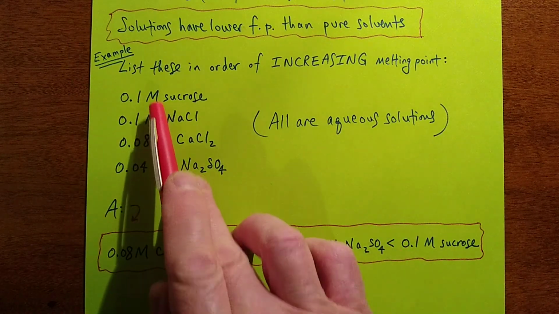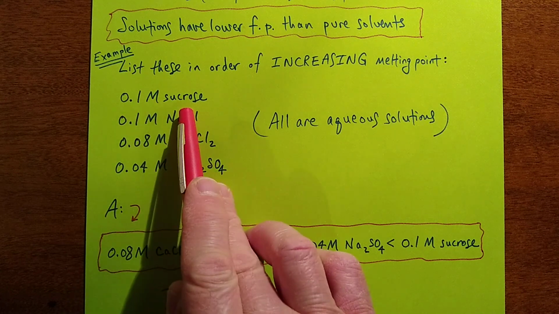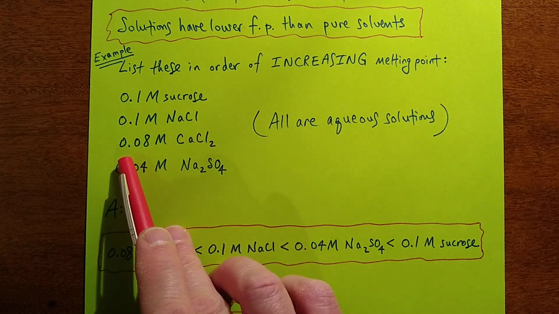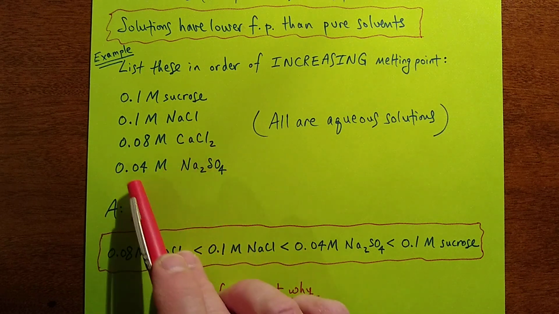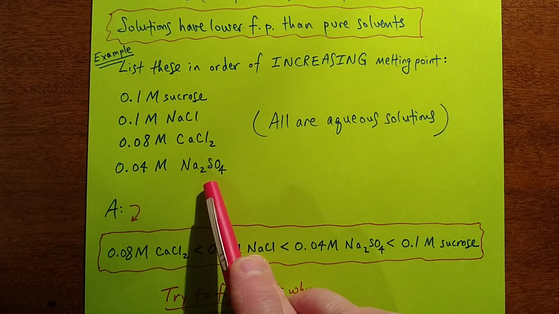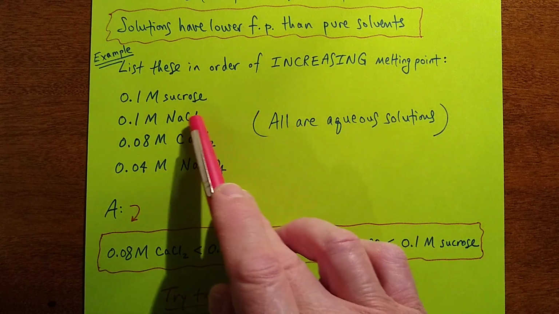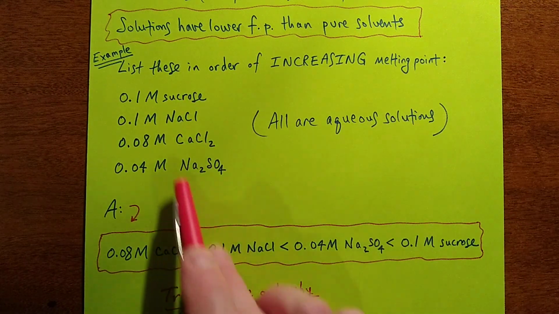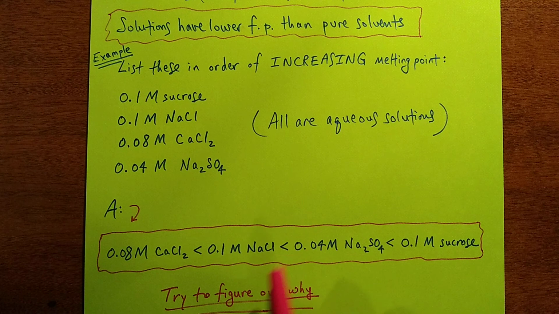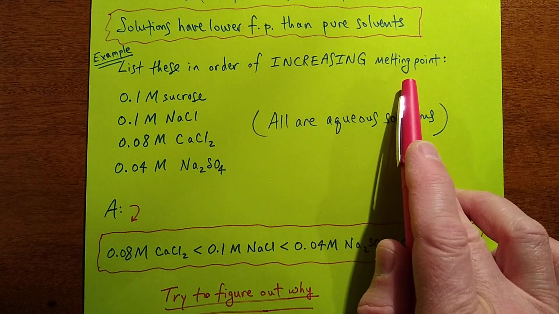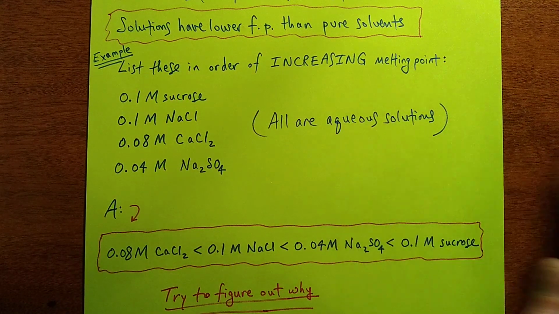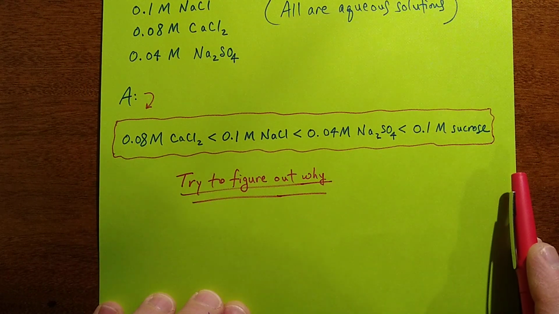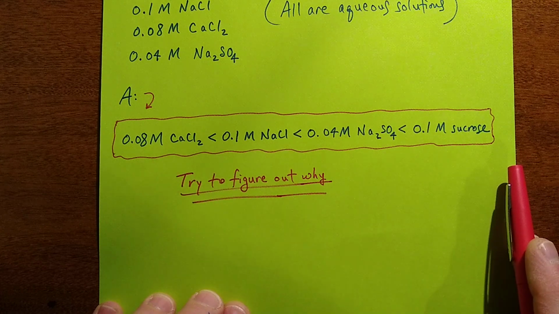So for instance, if you look at a series of solutions, 0.1 molar sucrose versus 0.1 molar sodium chloride versus 0.08 molar calcium chloride or 0.04 molar sodium sulfate, they're all aqueous solutions. They're all ionic compounds dissolved in water, or sugar water. The question is, which one of those has the lowest melting point and which one has the highest melting point? Well, here's the answer. I won't explain it in too much detail. See if you can figure out why this is the case.